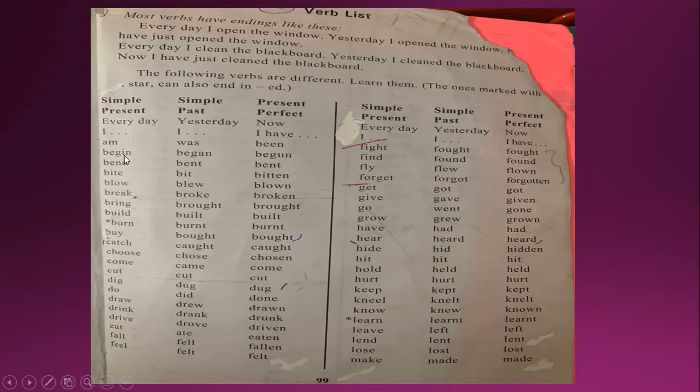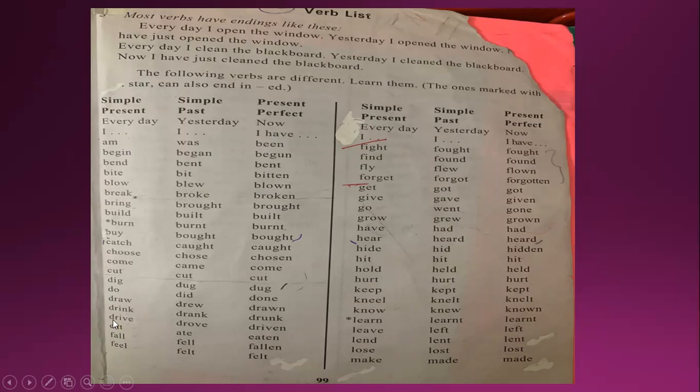Look, the word "begin." You saw this word in that story of a football match. So what is the simple past? When we talk about the past tense, then we use "began." And the third form, "begun." This is present perfect. When we are writing a sentence or talking and we use "have" or "has," like "I have," then we use this form of the word. I have begun. I have bent the ruler. You will not say "I have bent" and "bent." With he or she, you say "has." She has begun.